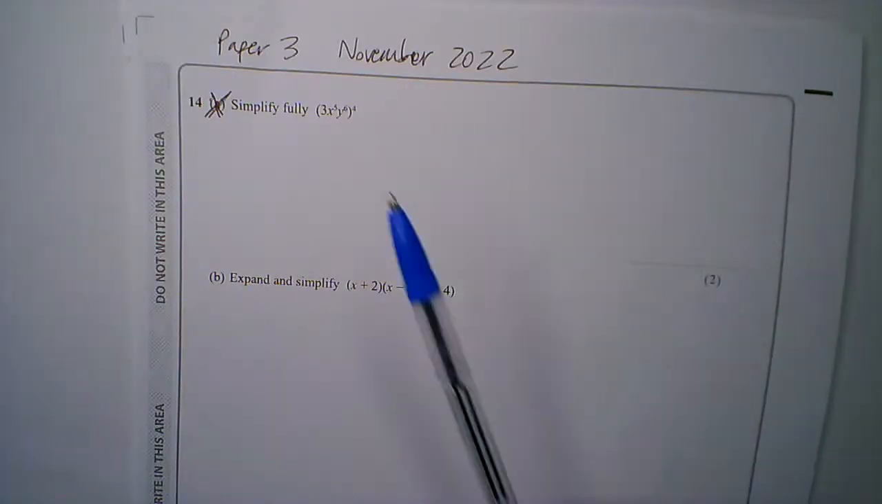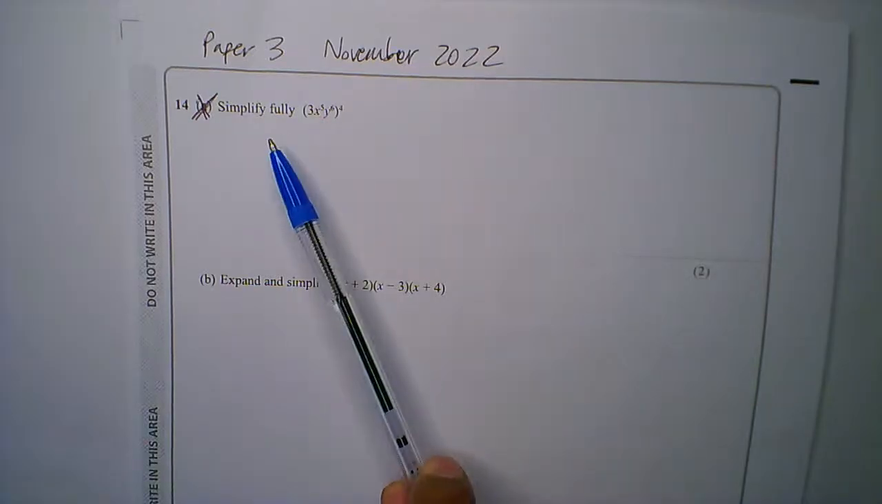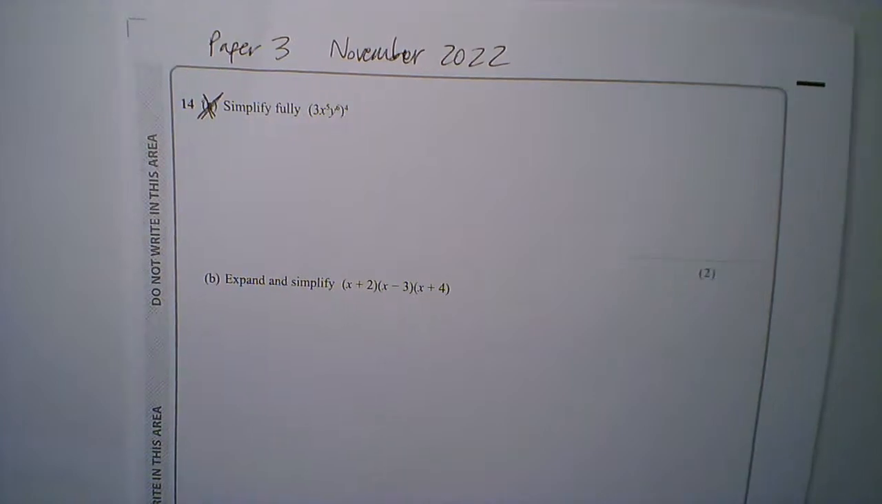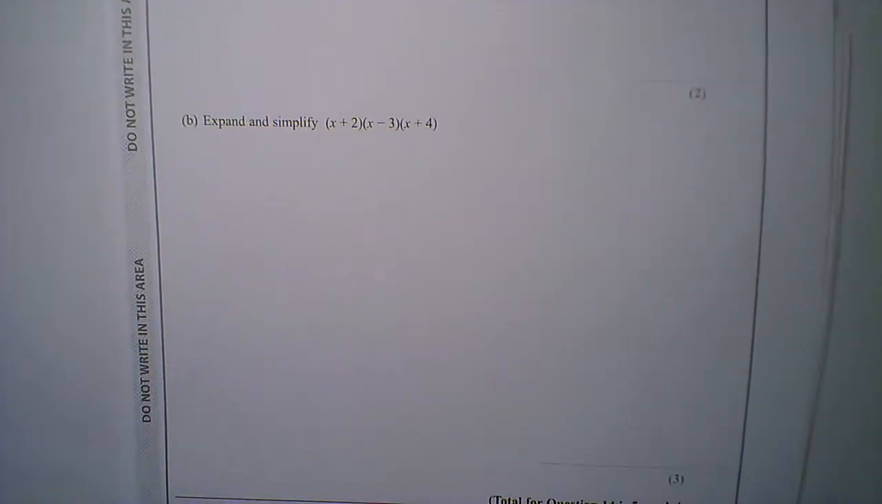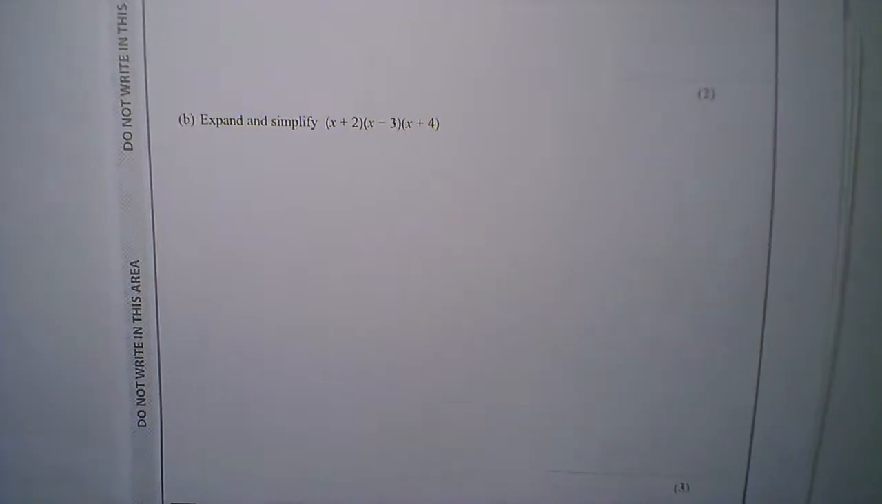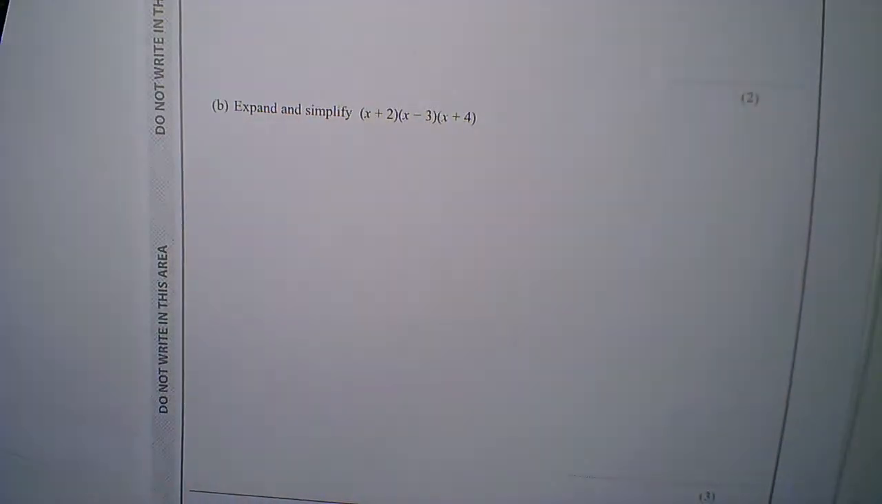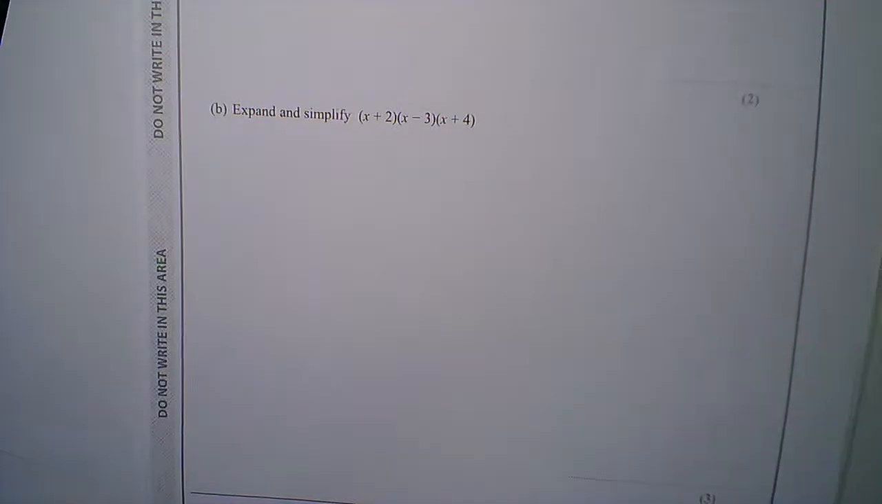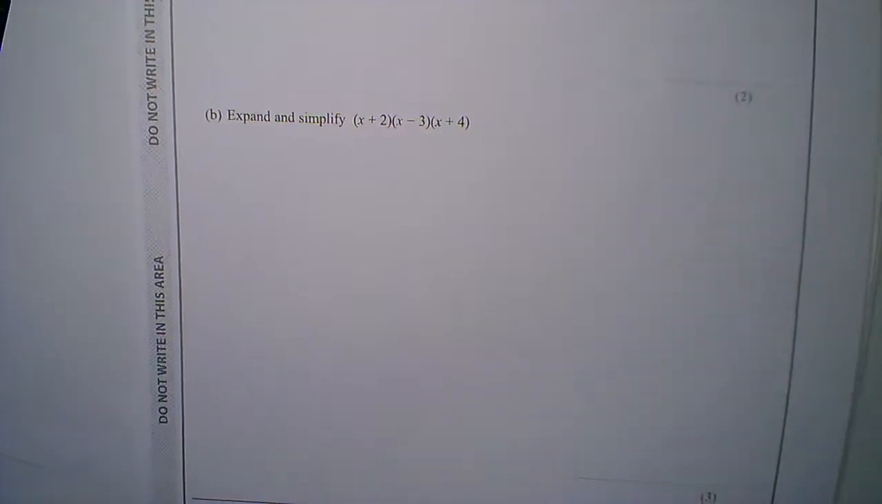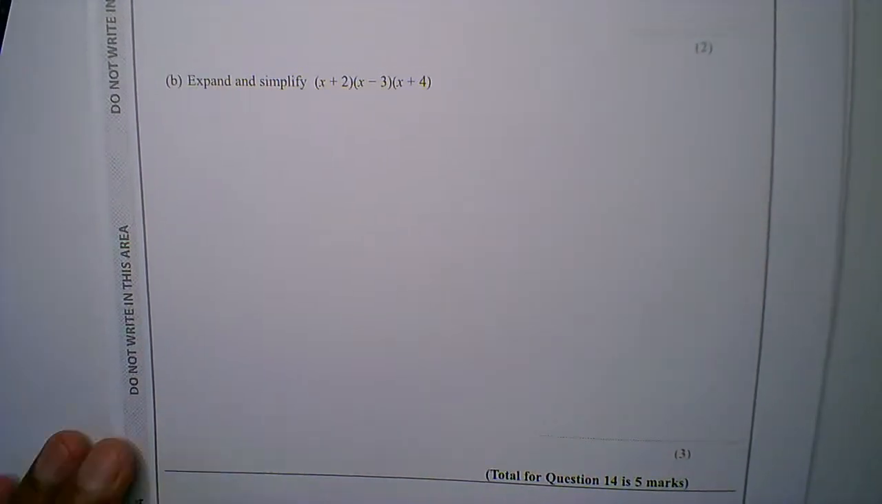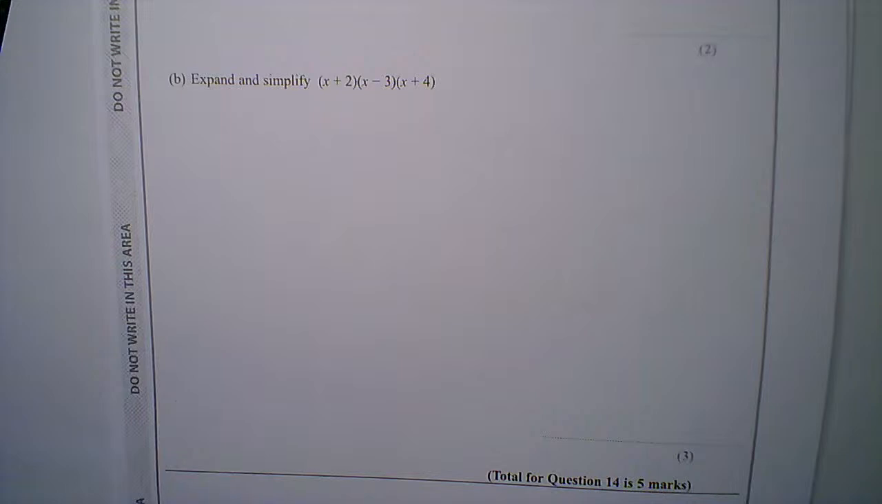And this is from paper 3, November 2022. We're going to ignore part A because it's not part of expanding brackets. And we've got the next part here. So we have now got this question here. Can you see that question? Let's zoom in a bit more. Focus a little bit more. There we are. Okay, press pause and have a go. When you are ready, you can press play for the answer. And if you're following me, let's have a go.